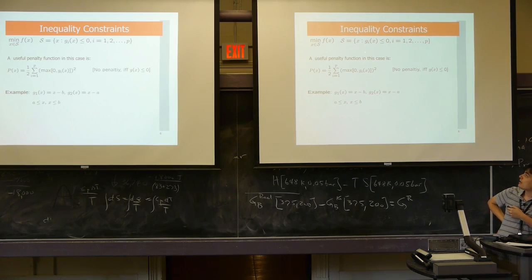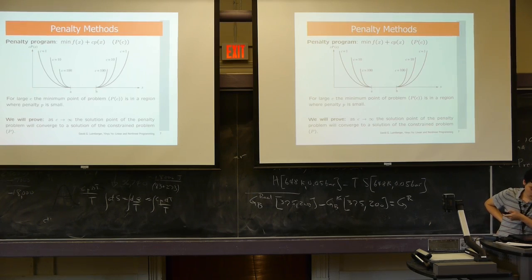A special case is when the constraint set is defined with these inequalities. The useful penalty function in this case is the sum of the quadratic of the positive parts of these g_i constraint functions. We also discussed this figure here, which shows that if we increase c more and more, then the penalty is higher and higher if we are outside of our constraint set S.